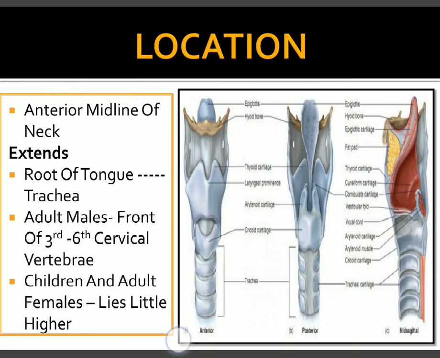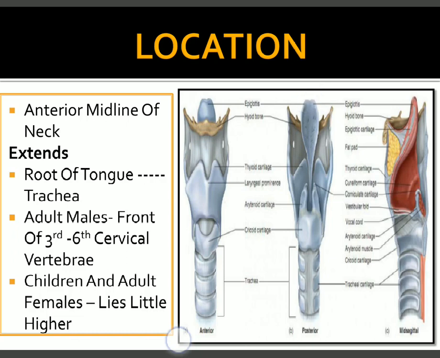Location of the larynx. Where is the larynx located? It is located in the anterior midline of the neck, extending from the root of the tongue to the trachea. When we discussed the anatomy of the tongue, we saw that the epiglottis, which is part of the larynx, one of the cartilages of the larynx, is attached to the posterior most part of the tongue with the help of glossoepiglottic folds. So from that level, this is the epiglottis and this part of the epiglottis is attached to the posterior most part of the tongue. So it extends from the root of the tongue to the trachea.